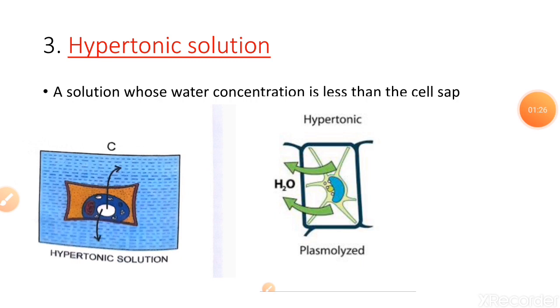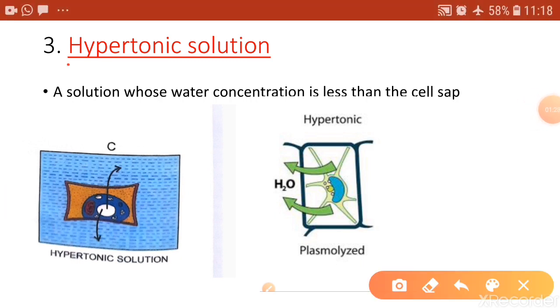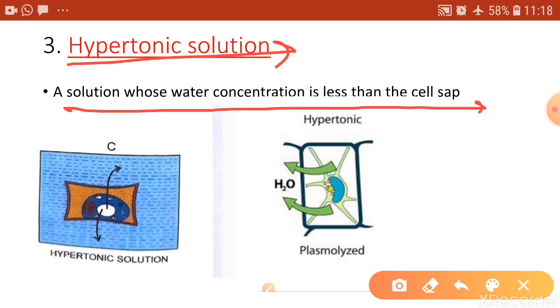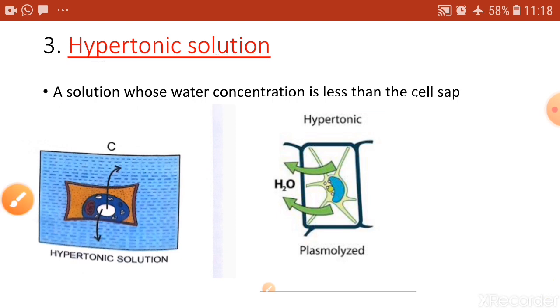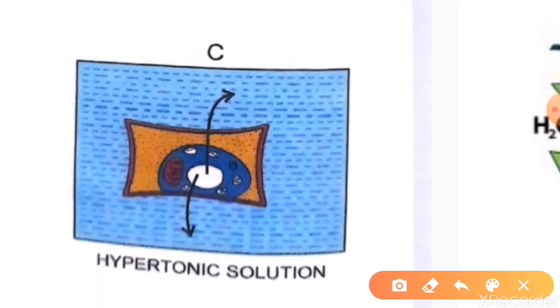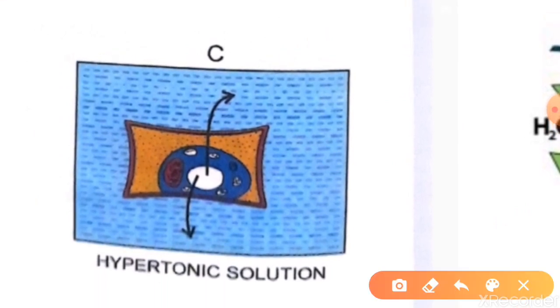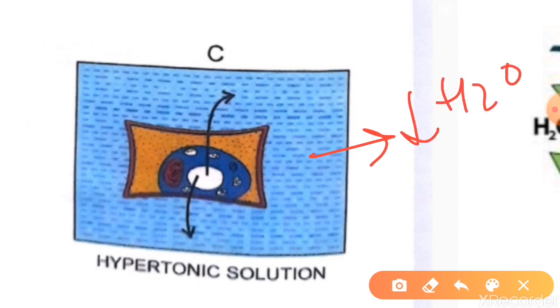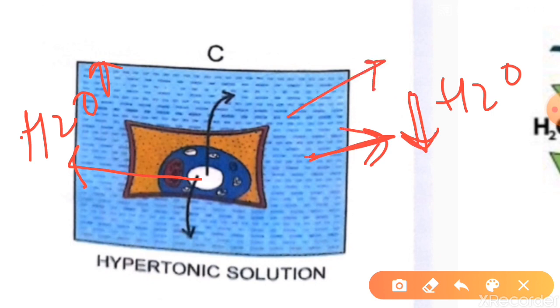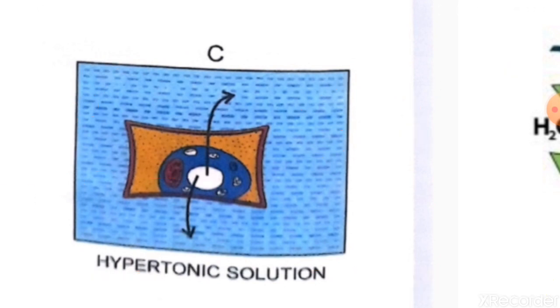Now let us study the hypertonic solution. A hypertonic solution is a solution whose water concentration is lesser than the cell sap. Means what? Just see this diagram. Suppose you have a plant cell in a medium, and this medium has lesser water concentration when compared to the concentration of the sap. So the water content in the sap is higher when compared to the medium outside, then this medium is said to be a hypertonic solution.